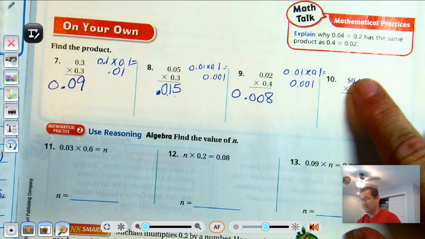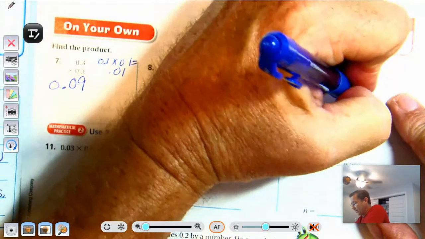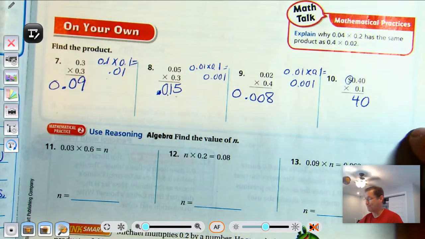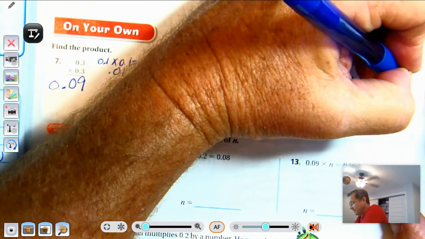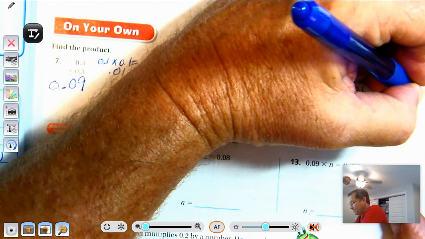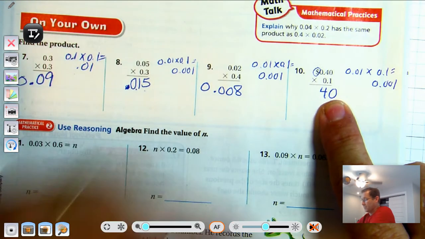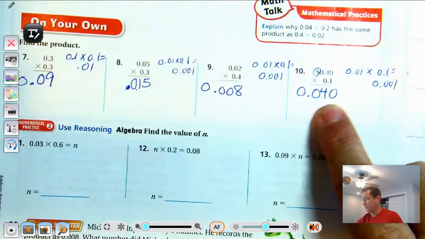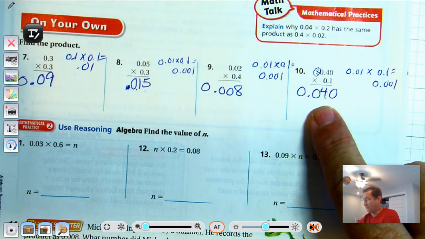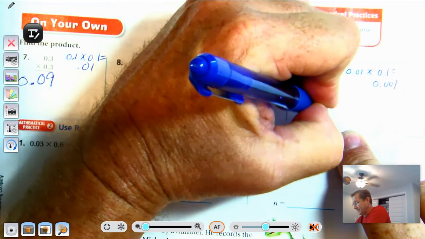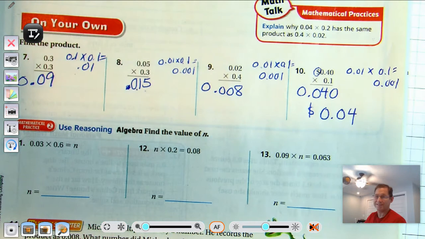All right, number 10. Number 10 is a money amount problem. And we have 40 times 1. Well, that's just 40, right? And we have hundredths times tenth, which we know is a thousandth. So if we put the 0 on there, we're in the thousandths. Okay, so we know that it's basically 4 cents because we're dealing with money again. So we're going to drop off the 0, which is in the thousandths place.